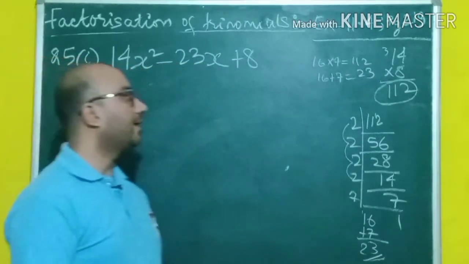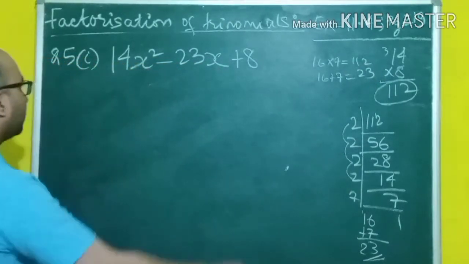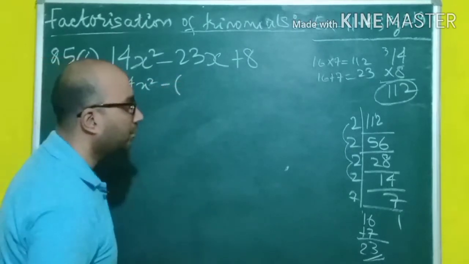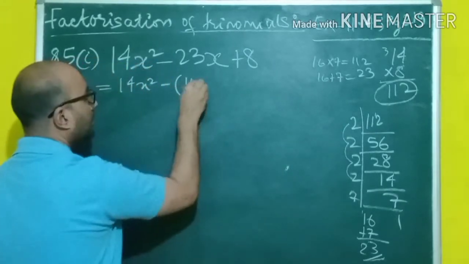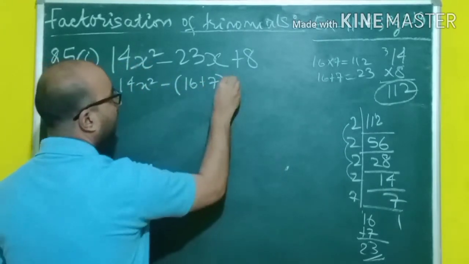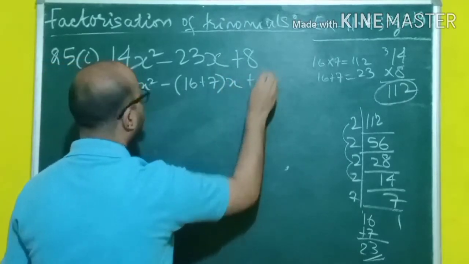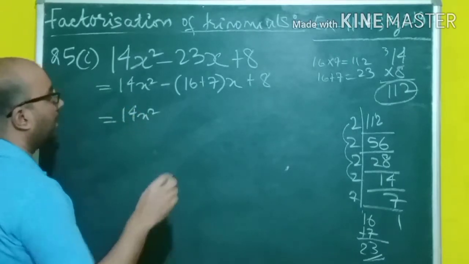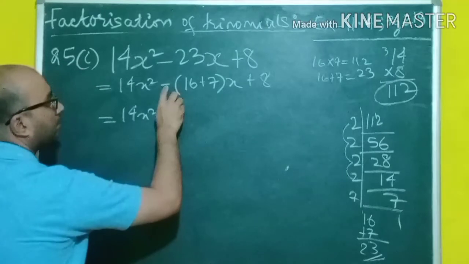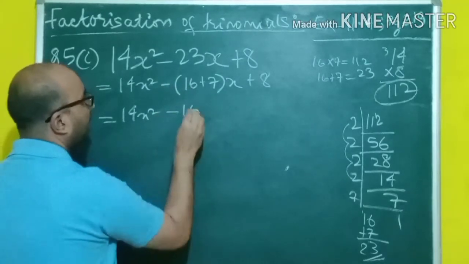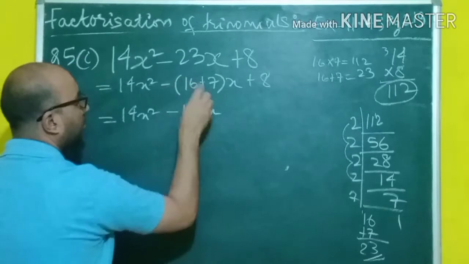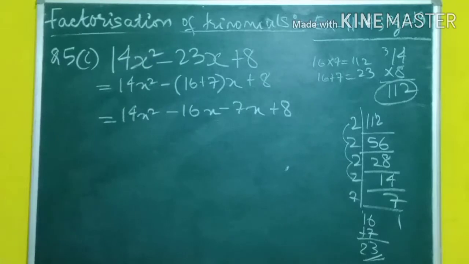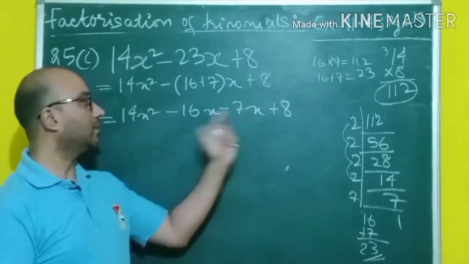So what are our factors? 16 and 7 will be our factors. Okay, so let us write it down. 14x square minus, instead of the 23, what will you write here? 16 plus 7, then we have the x plus 8, right? Now let us open the bracket. So minus into plus, this will become minus 16x, then minus into plus, minus 7x, plus 8. So we have got 14x square minus 16x minus 7x plus 8.